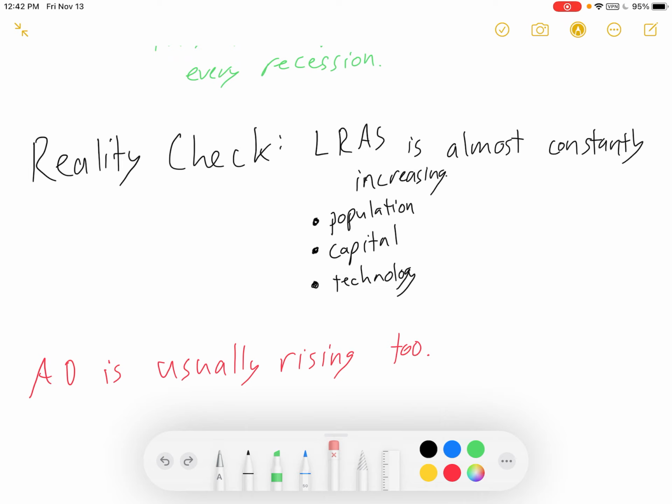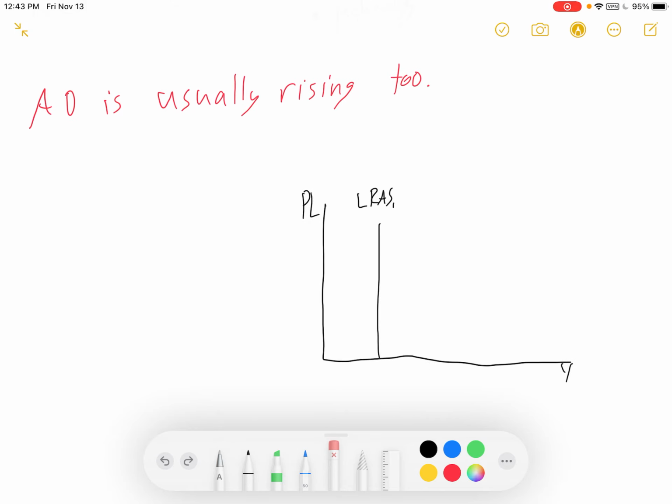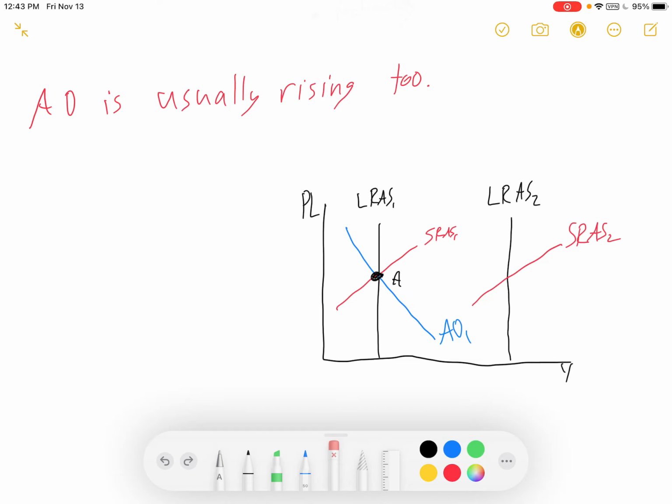At the same time, aggregate demand is almost always rising too. As we have economic growth, our income rises, and so we spend more money. You see, this model isn't just business cycle. When you throw growth into it, there's a lot more moving pieces. So for instance, I could have this original long-run aggregate supply curve and a model in equilibrium at point A. And then I could say a year later, it looks like this, with a new long-run aggregate supply curve, a new short-run aggregate supply curve, a new aggregate demand curve, and a new equilibrium.